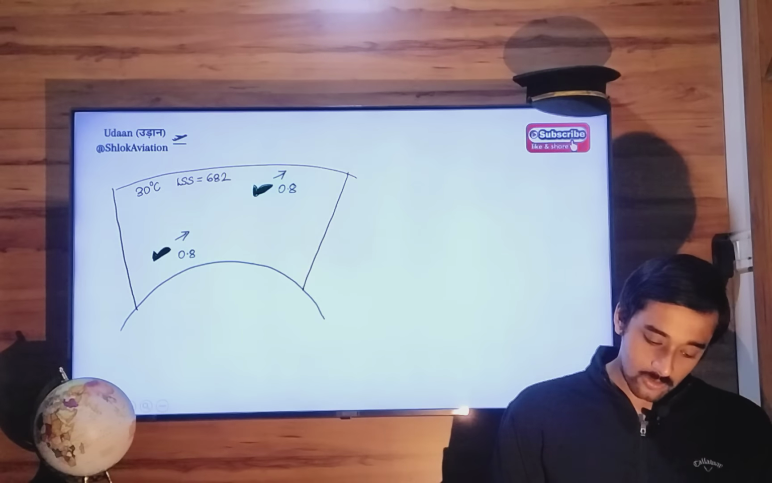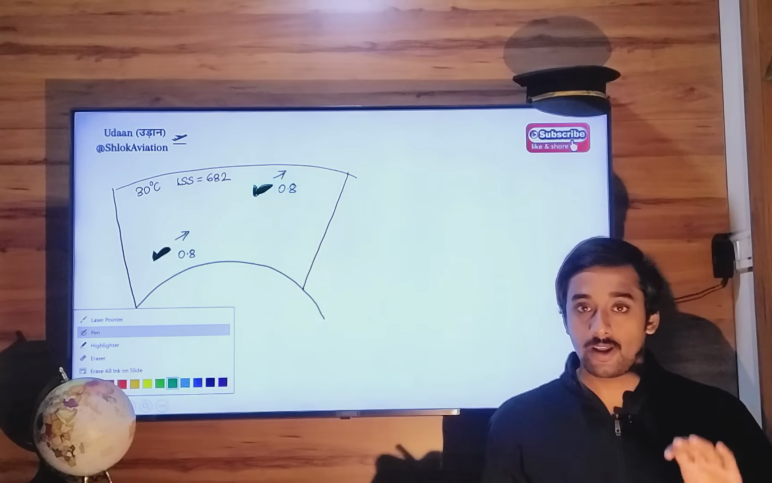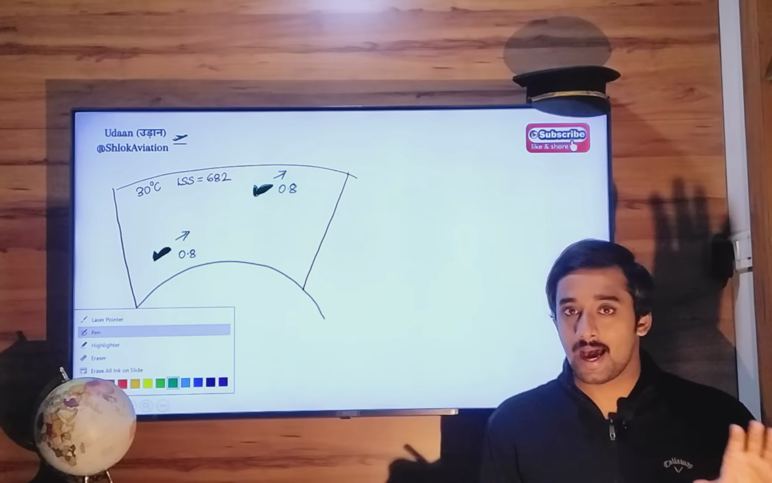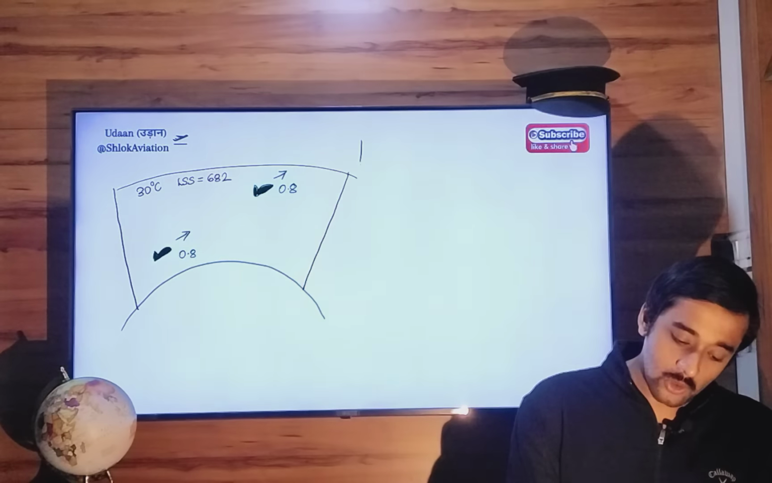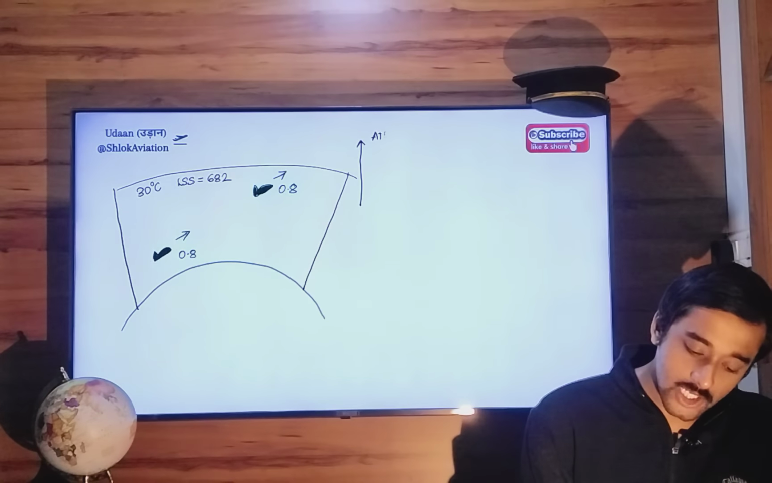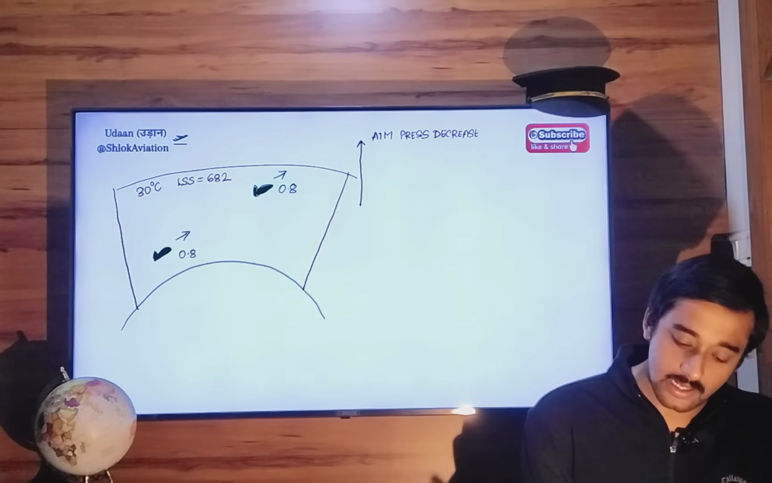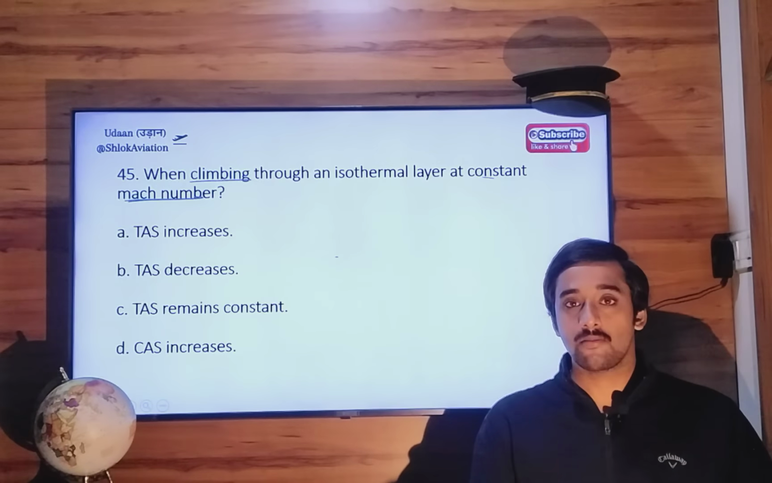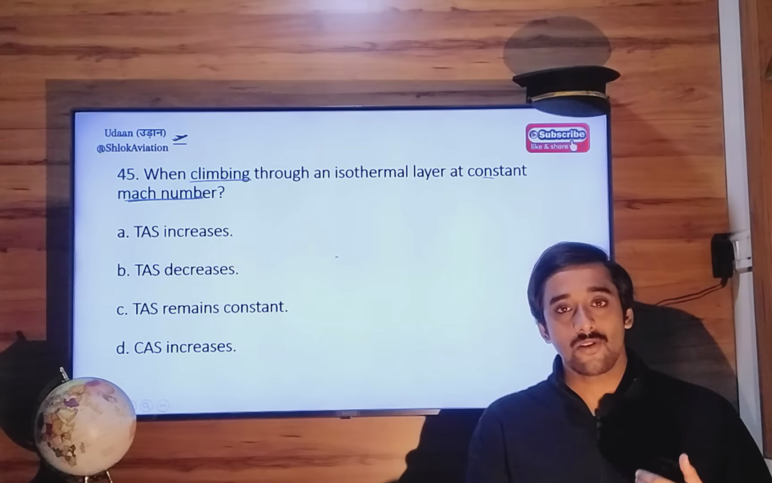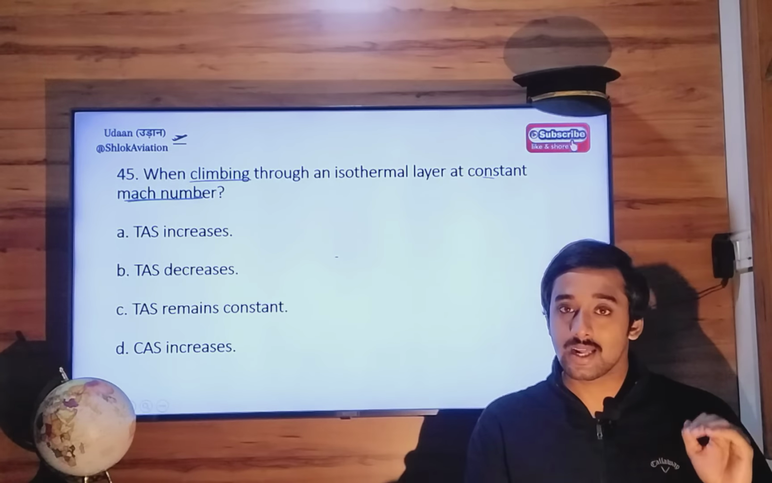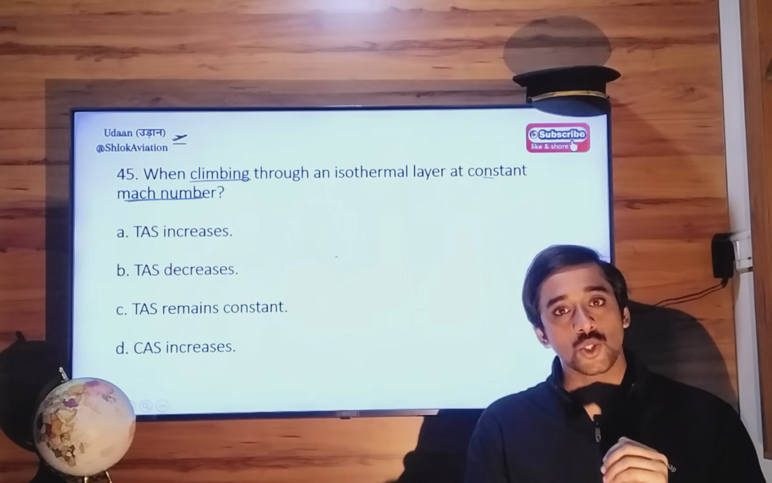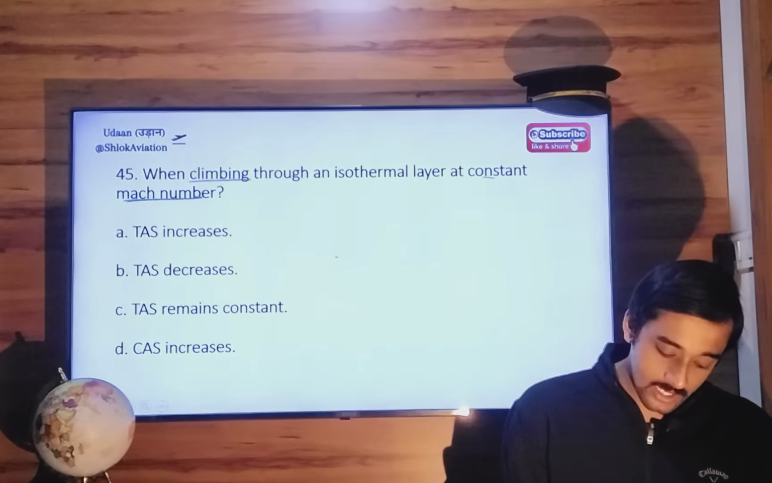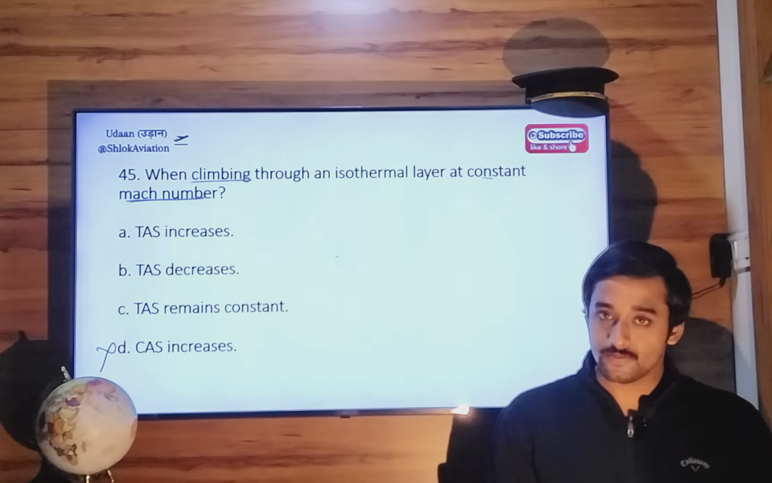Irrespective of an isothermal layer, inversion layer, or a normal ISA atmospheric layer, as you climb to higher altitudes, atmospheric pressure will decrease. If atmospheric pressure decreases, your calibrated airspeed, which is nothing but another form of dynamic pressure, will also decrease. So if dynamic pressure decreases, the calibrated airspeed value will also decrease automatically. So that option is wrong. Now you are left with TAS.